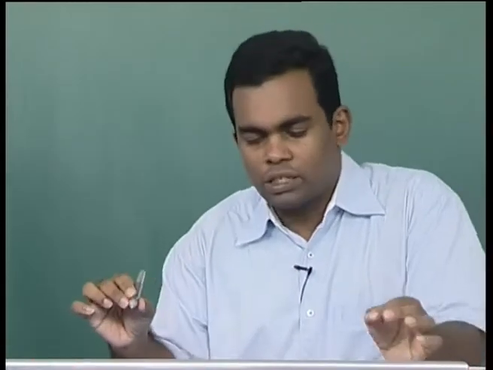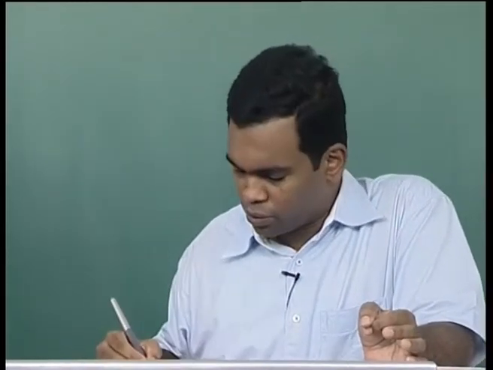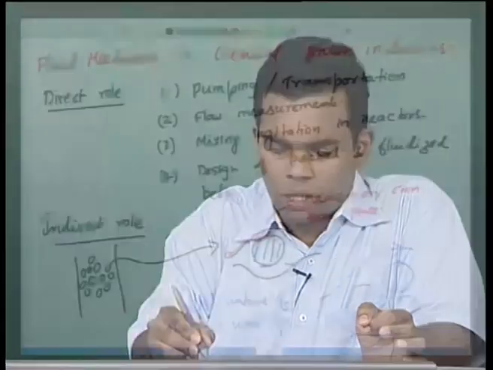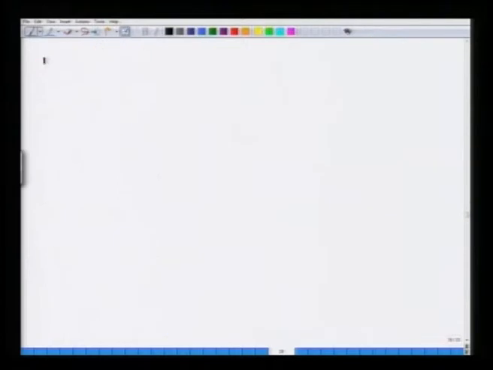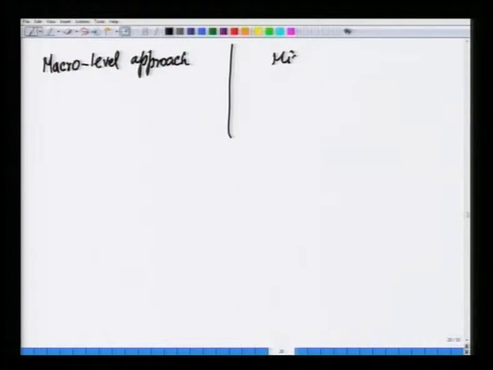So, fluid mechanics, as we saw in the last lecture and as I am reviewing here, plays a fundamental role in many chemical processing industries and equipment. And we saw that there are two ways in which we will analyze fluid mechanics problems. One is the macro level approach, and the other is a micro level approach.